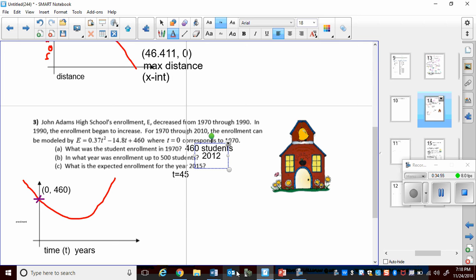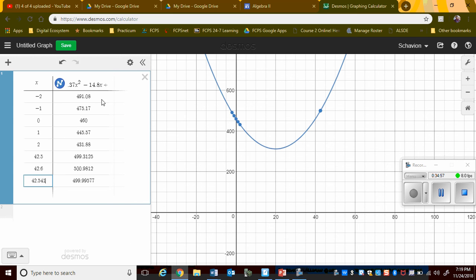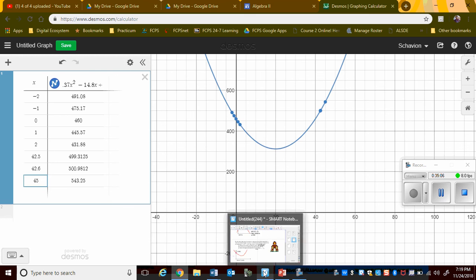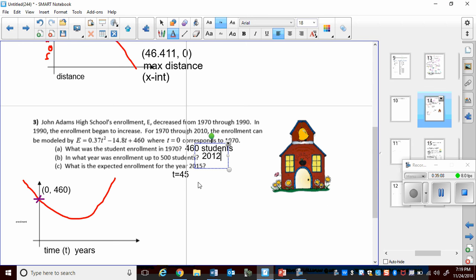So I just go back to Desmos and type in 45 on the left. It gives me 543 or 544 students. So enrollment in that year is 544 students. So basically what you need to be able to do is to either use your TI-84 or use the Desmos calculator in order to answer questions about real world quadratics.